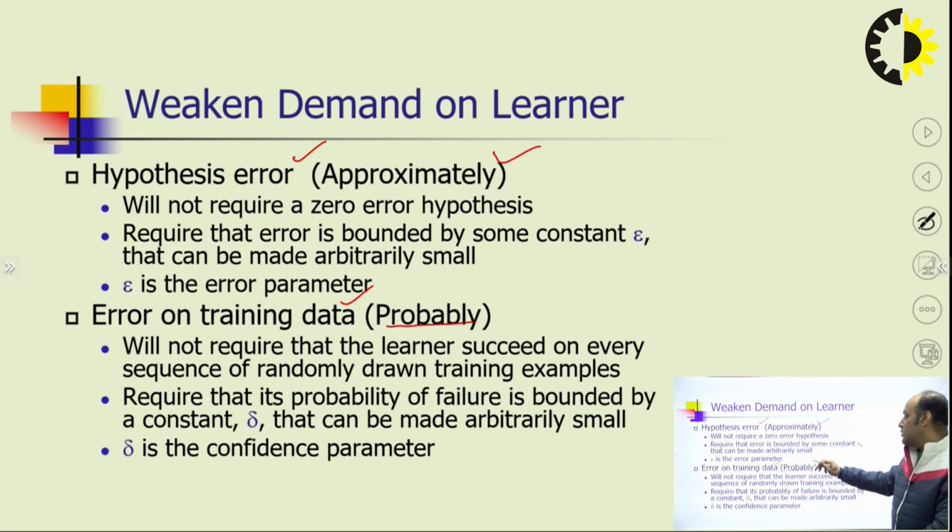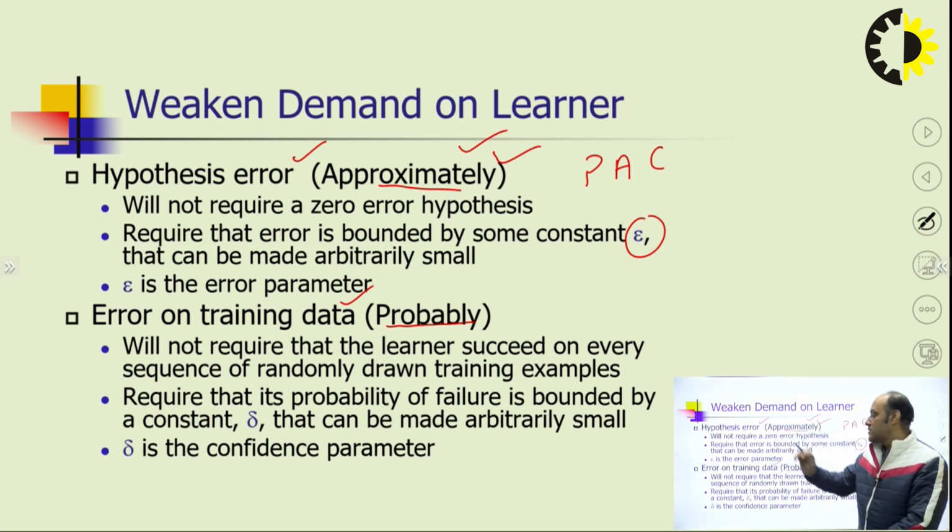Now I think you can see why it is named PAC, probably approximately correct. Hypothesis error means we will not require a zero-error hypothesis; we just approximate it. We require that the error is bounded by some constant, so we define a constant epsilon. This epsilon is the error parameter, and on that basis we find the hypothesis error.